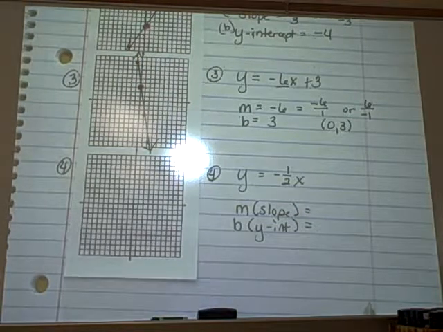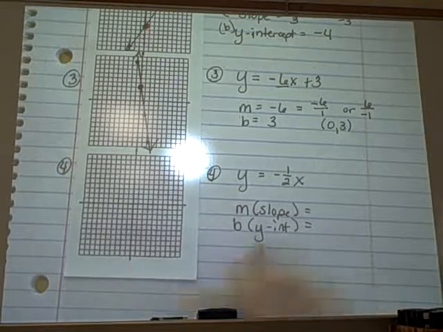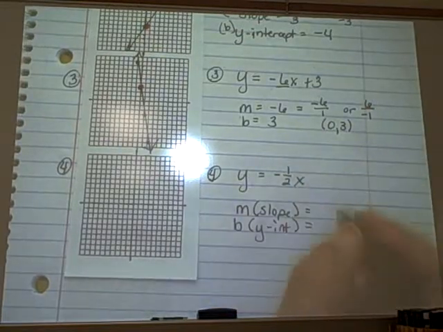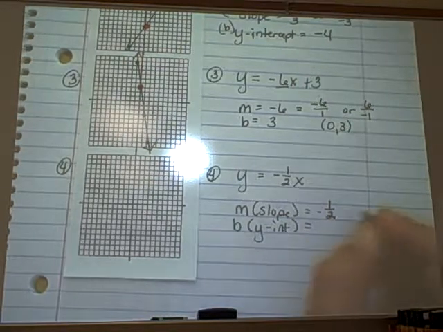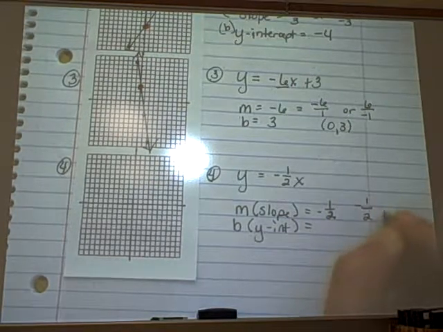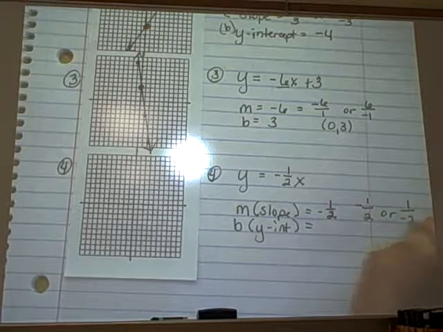Okay, y equals mx plus b. This one looks a little different. How come? Yeah, it doesn't have anything out here. It's just a negative 1/2 x. So I know negative 1/2 is my slope. So that's either negative 1 over 2 or positive 1 over negative 2.